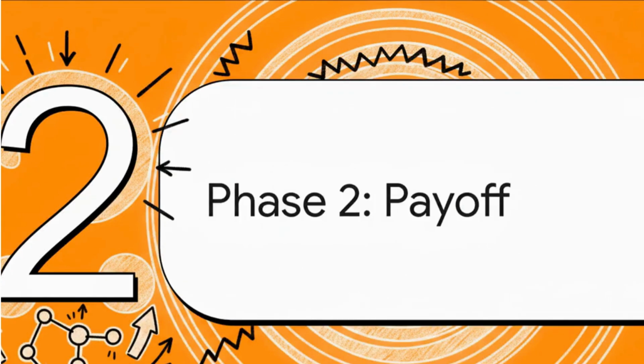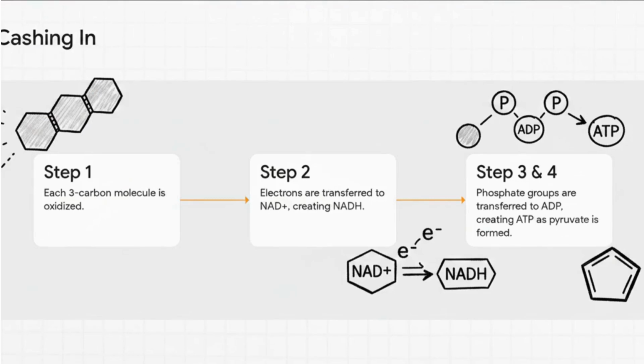And here we go. Welcome to phase 2, the energy payoff phase. This is where that initial investment really starts to pay dividends. All right, now the good stuff starts. Each of those 3 carbon molecules gets oxidized. This process passes electrons to a carrier molecule called NAD+, which creates the energy-packed NADH.